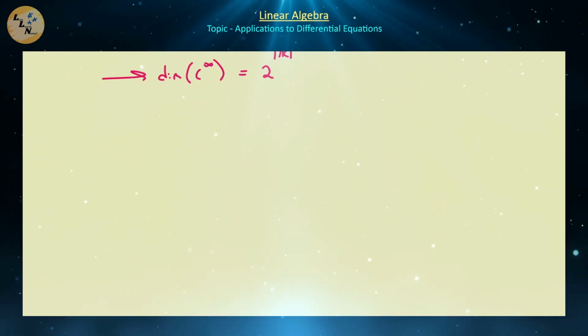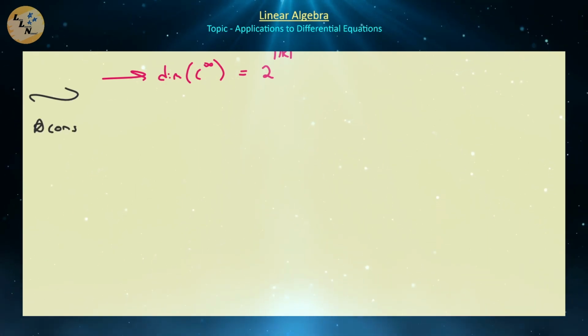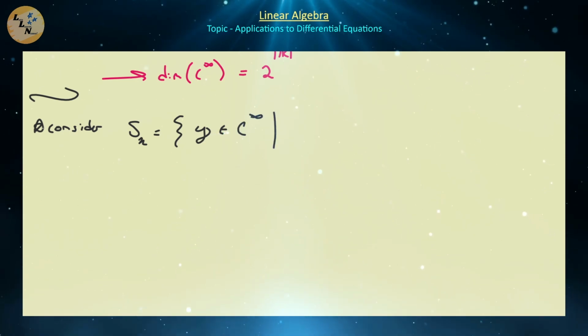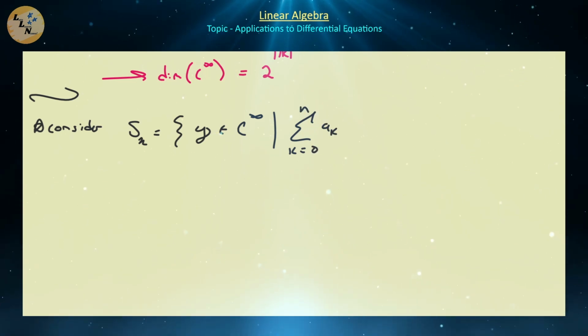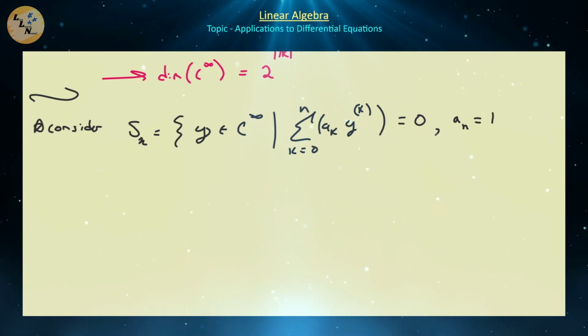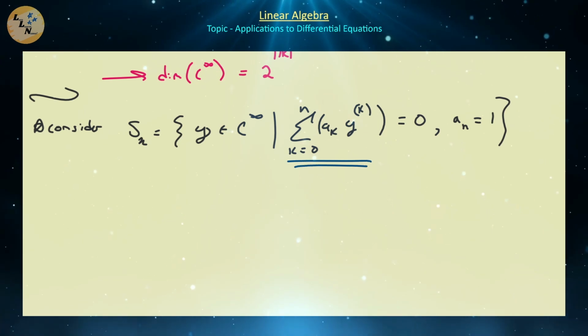Right, so let's consider a subset of the set. So let's consider the set, which we're going to abbreviate as S subscript m, and it's going to be the set of all functions y in C infinity, such that the sum from k equals 0 to m of a_k times the kth derivative of y is equal to 0, with a restriction on those coefficients, in particular the leading one, a_m, is equal to 1. So if we expand this expression, what we have.